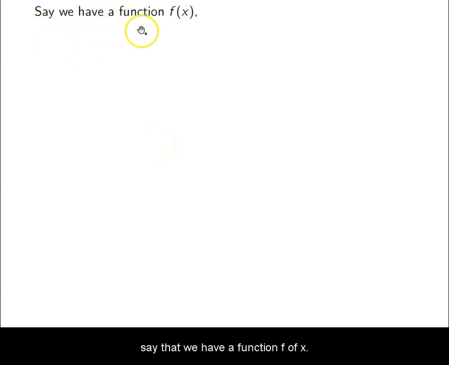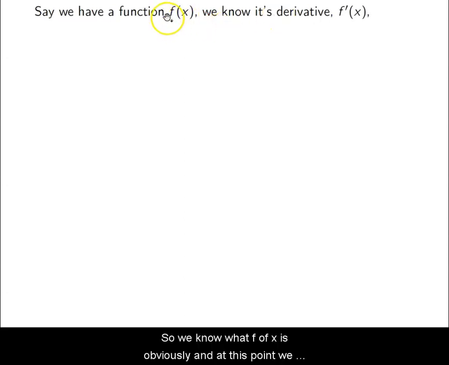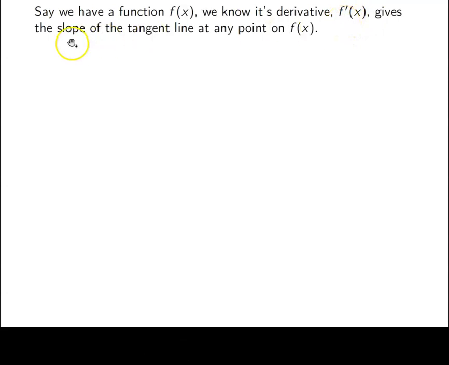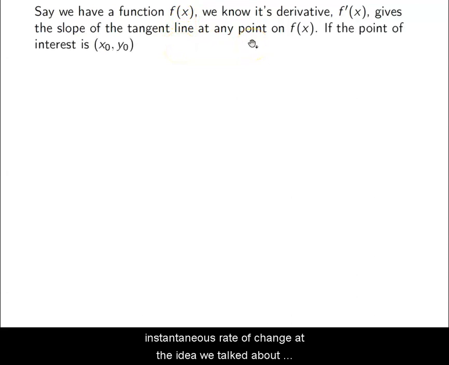So let's say that we have a function, f of x, and we know its derivative because now we have all the rules and techniques available to us for finding derivatives. So we know what f of x is, obviously, and at this point we can now find a derivative. We know that the derivative is the slope of the tangent line at any point for our function. It tells us the instantaneous rate of change. We've talked about this several times in pretty much every section since chapter 2 or 3.